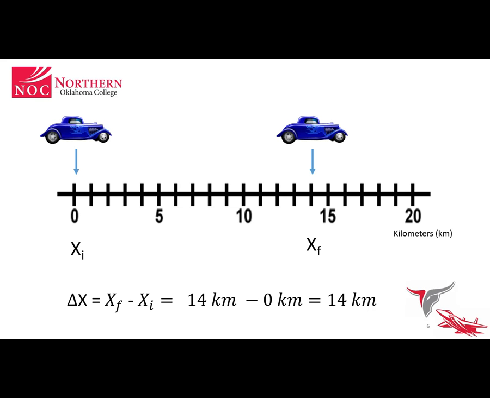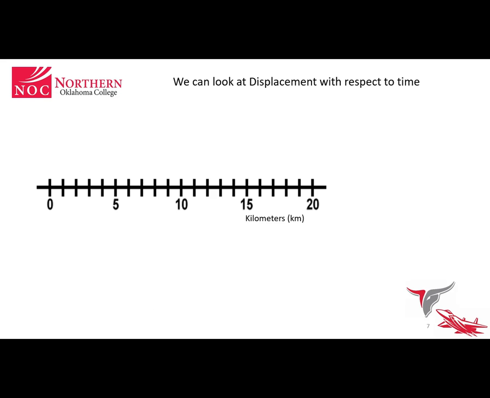Remember, in physics, numbers have units. And keeping those units is going to help you keep things consistent. So numbers have units. So I've got a change in position. I've got a final position and an initial position. So we can look at displacement with respect to time. And now we're going to look at a new starting point. We're going to start at 1 kilometer, and that's at time equal to 0, right?